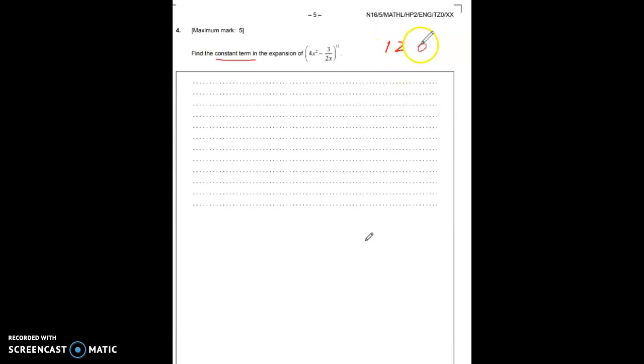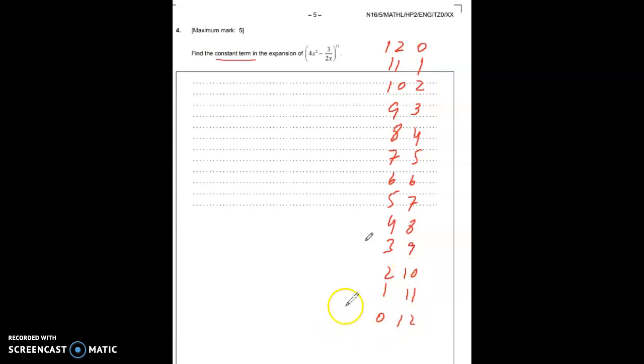So in this question, we start with 12c0, and then 11, 10, 9, 8, 7, 6, 5, 4, 3, 2, 1, and this is 0, 1, 2, 3, 4, 5, 6, 7, 8, 9, 10, 11 and 12. Now from here, we're definitely not going to get the constant term with this one, because the constant term is when there is no x; it should be cancelled out.